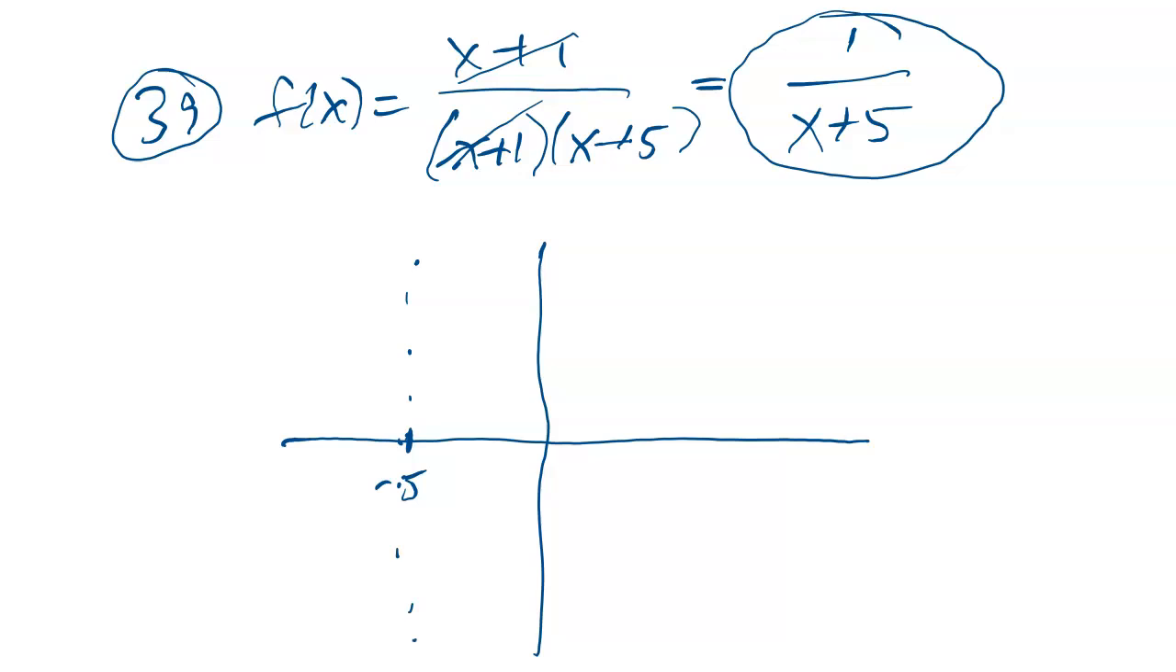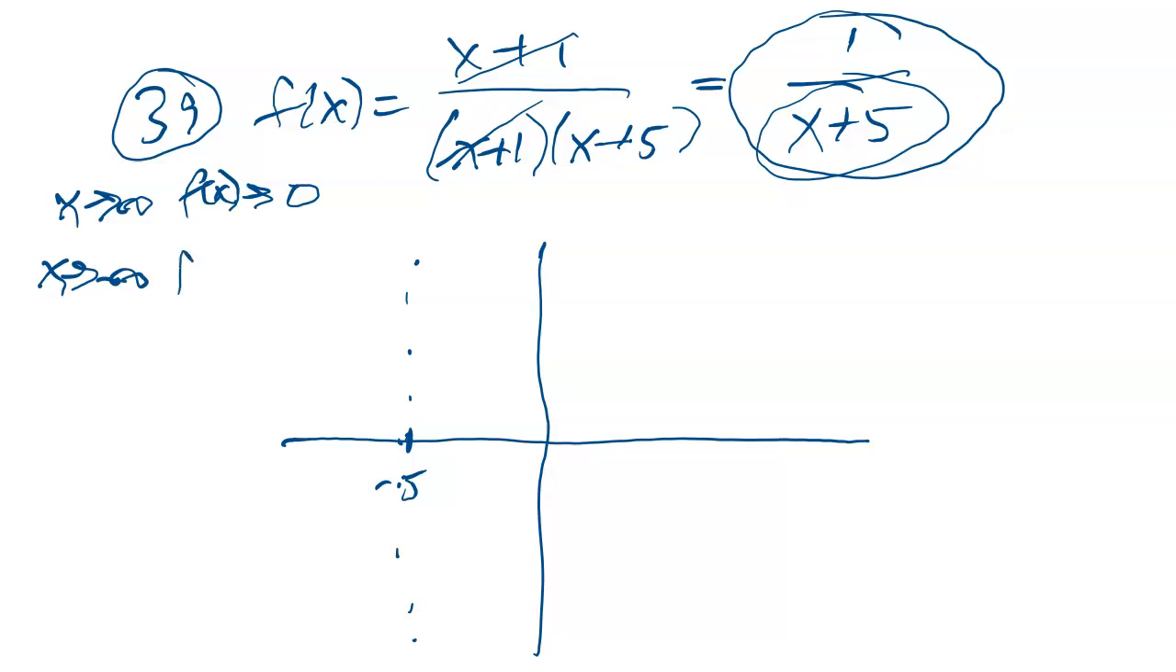It's not going to have any roots. It's never going to cross the x-axis. As x approaches infinity, you should be able to see that the function value approaches 0. The denominator is growing without bound, and the numerator is constant. As x approaches negative infinity, f of x is also going to approach 0. So our horizontal asymptote looks like this.